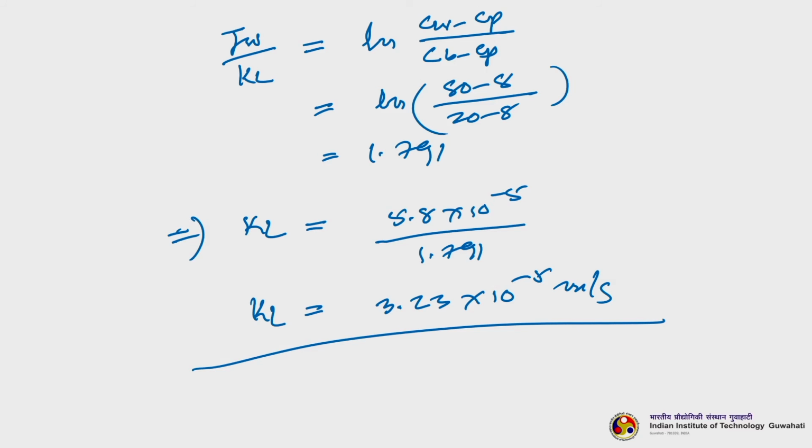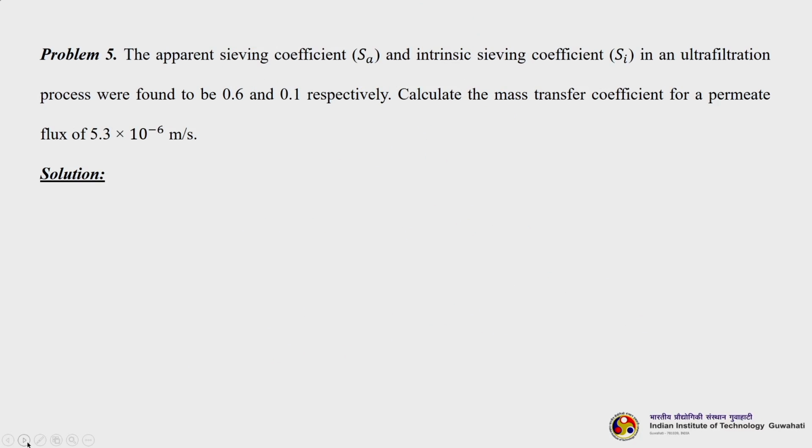You know how easy it is to always calculate the mass transfer coefficient using the concentration polarization modulus equation, provided you know the bulk concentration and any other concentration, either the feed, the permeate concentration, or Cw. You can calculate the concentrations if you have been given either the sieving coefficients or the rejection coefficients. So, let us now see two more small problems.